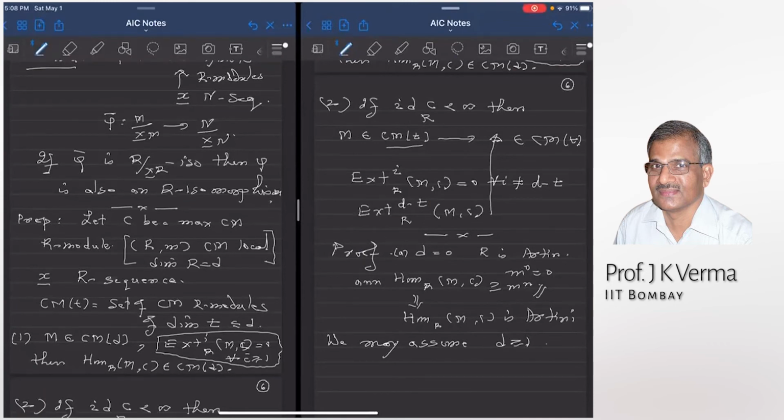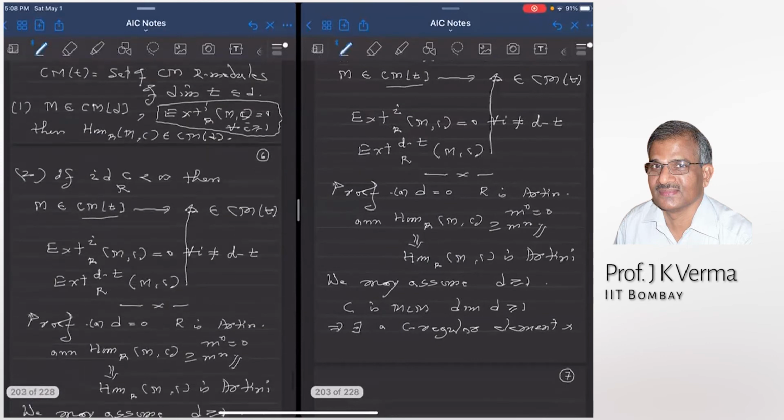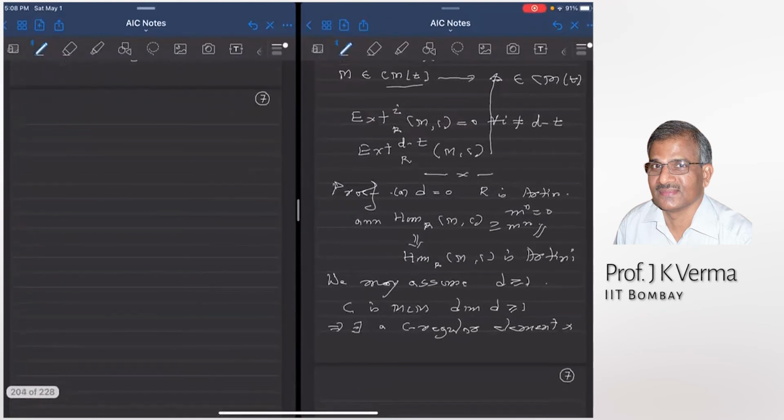Okay. Once d is bigger than or equal to 1, C is a maximal Cohen-Macaulay module of dimension d, which is bigger than or equal to 1, and therefore there exists a C-regular element, call it x. Yeah, and so we are applying induction on the dimension of the ring. So we want to reduce to lower dimension, and so look at this exact sequence. x is regular on C because C is a maximal Cohen-Macaulay module.